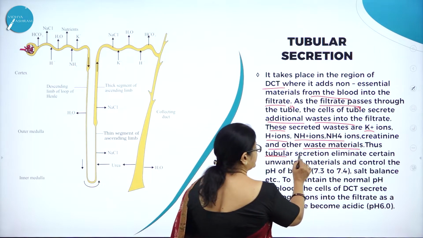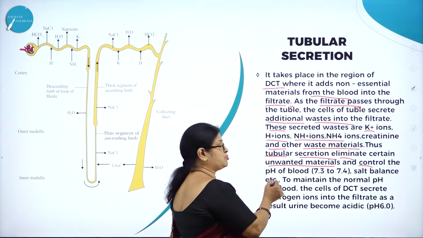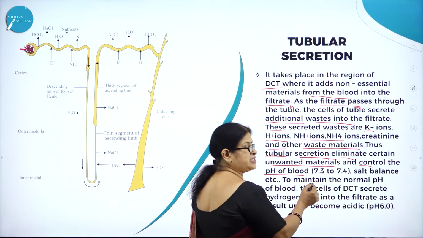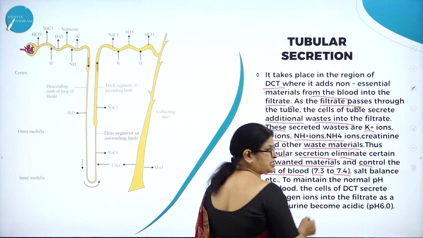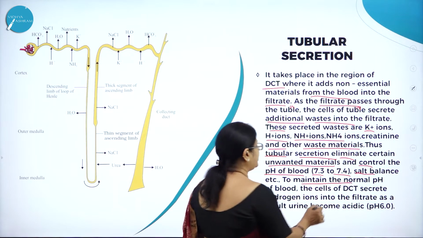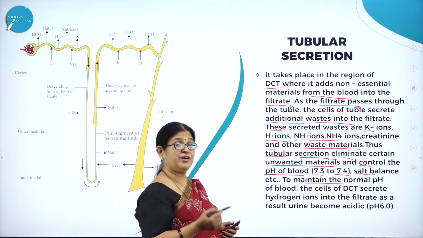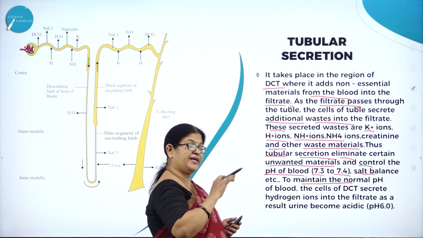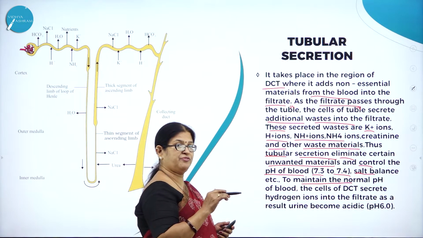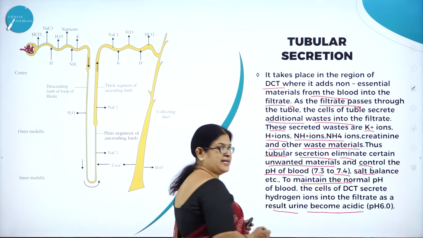Thus, tubular secretion eliminates certain unwanted materials, and it also controls what? The pH of blood, and maintains a pH of 7.3 to 7.4, salt balance, etc. And to maintain the normal pH of blood, the cells of the DCT also secrete what? Hydrogen ions, so that it can maintain the pH of the urine or the filtrate. As a result, urine becomes acidic.